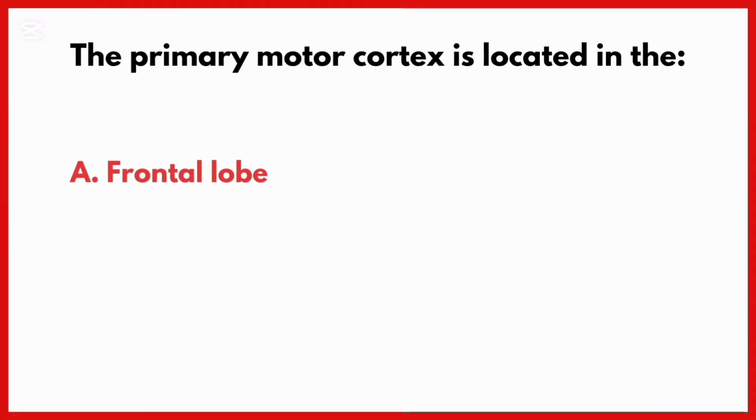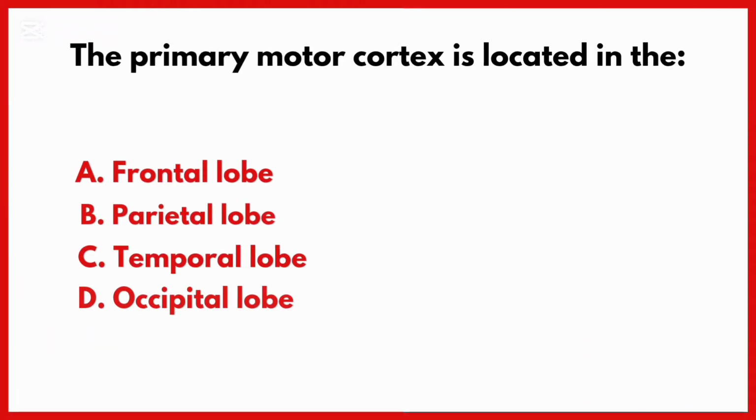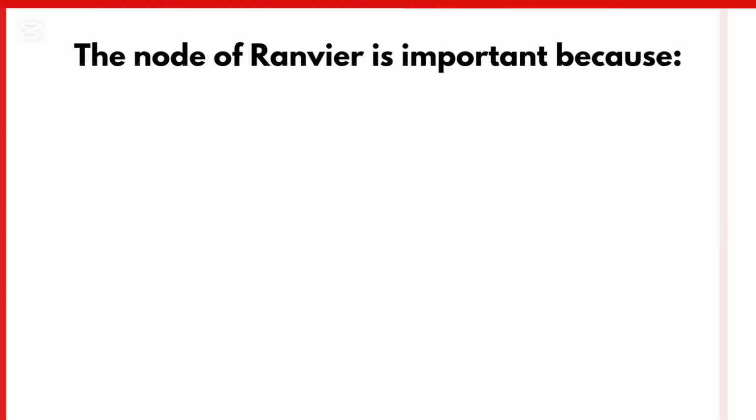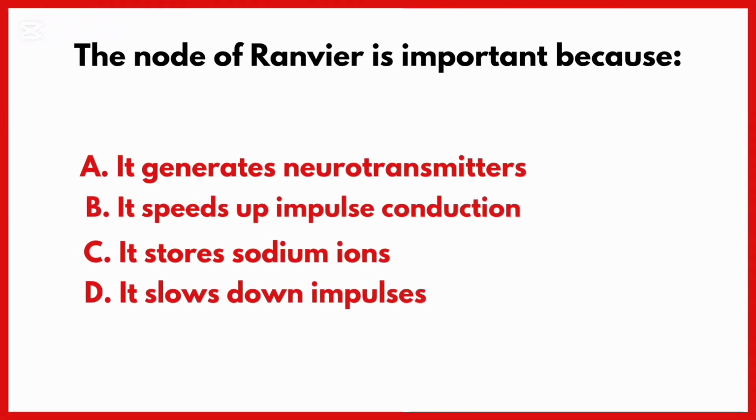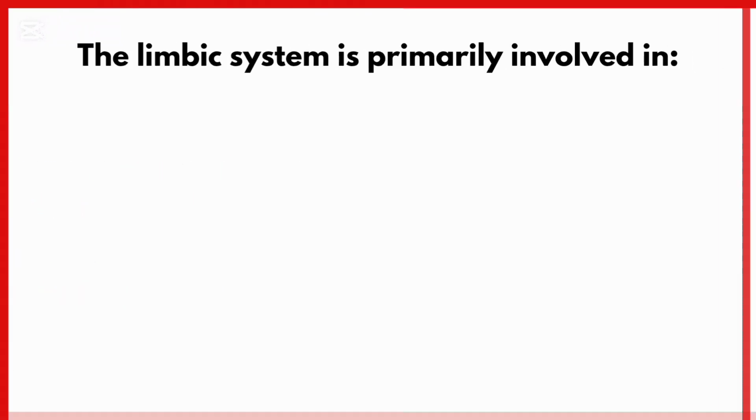The primary motor cortex is located in. Correct answer is option A, frontal lobe. The node of Ranvier is important because. Correct answer is option B, it speeds up impulse conduction.